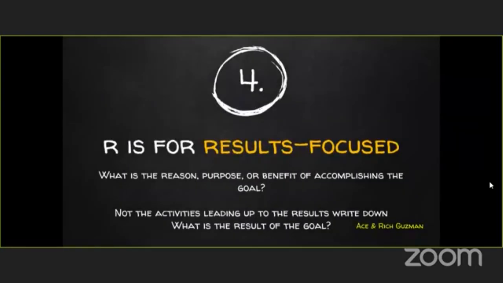Number 4, R is for results focused. Now listen, guys, you've got to be really clear on your reasons, the purpose, or the benefit of accomplishing this goal that you're thinking about, okay? Not the activities that's leading up to the results. You want to write down what is the end result of the goal. So you got to see the end in mind, like Misha talks about. You got to see the end in mind. That's what matters the most, okay?